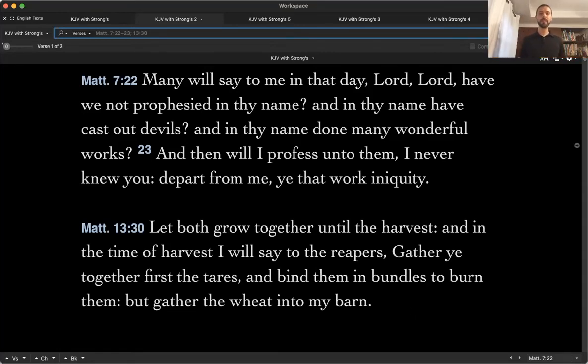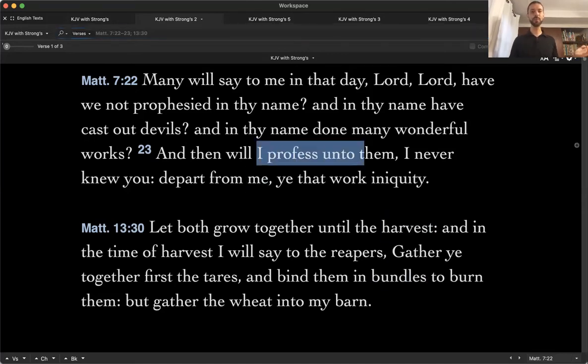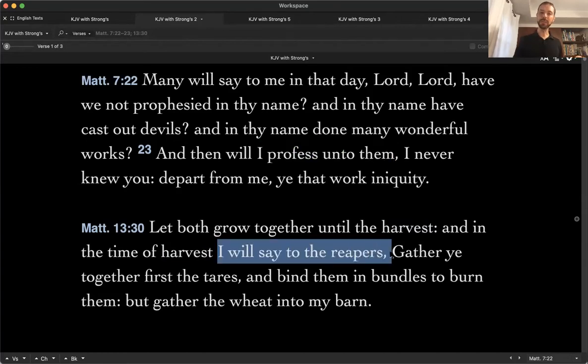And here it is. Many will say to me, Lord, Lord, have we not prophesied? And so forth. And Jesus will answer them, I will profess unto them, I never knew you. Depart from me. Here, he's going to talk about the parable of the tares. And so he'll say, let both grow together into the harvest. But just notice this: I will say to the reapers, gather together first the tares and bind them in bundles to burn them. Gather the wheat into my barn. And he's using first-person pronouns. I will say.